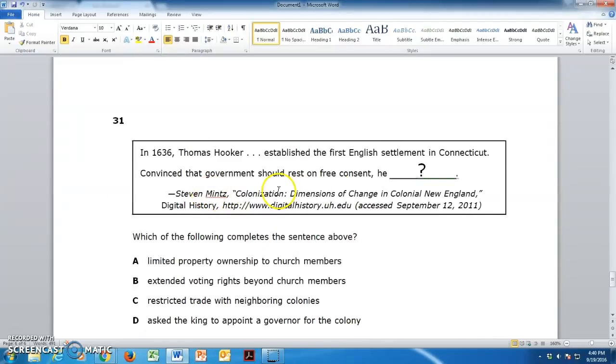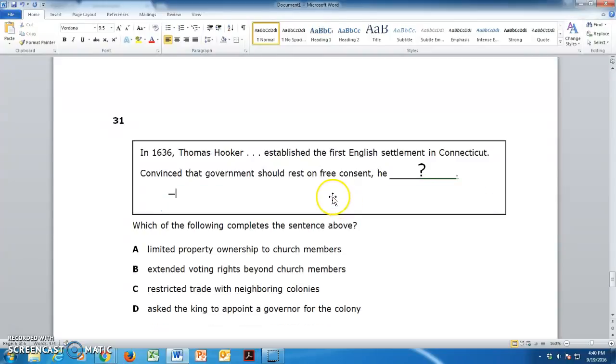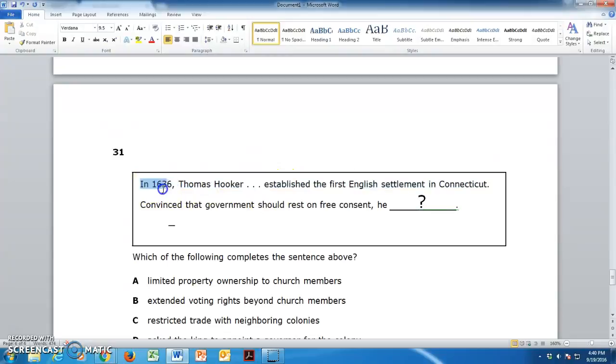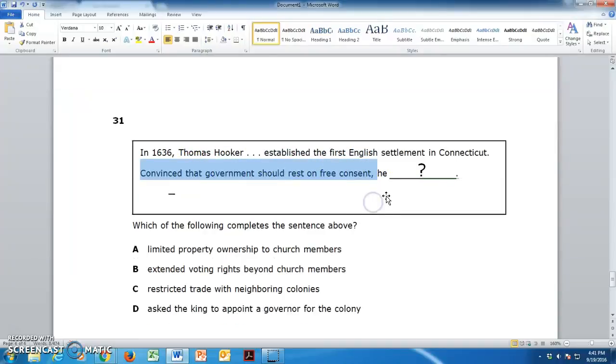Now, last one, this is like a key to the text question. This is our text right here. When you look at text like this, they're going to give you a lot of information. And there's a lot of fluff. There's a lot of garbage. There's a lot of useless stuff. So your job is kind of to wade through that, swim through that, run through that, and figure out what is actually important. So like Steve Mintz, colonial, dimensions of change, colonial New England, none of this matters. 2011, none of that matters. 1636, okay, we've kind of talked about that era. Thomas Hooker, oh, that's a name we've talked about, established the first English settlement in Connecticut. Convinced that government should rest on free consent, he blanked.